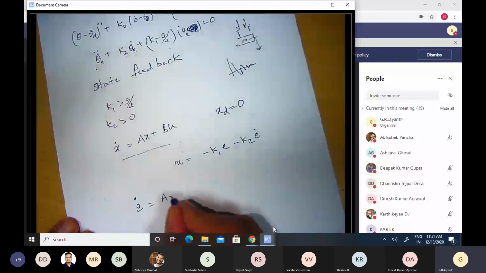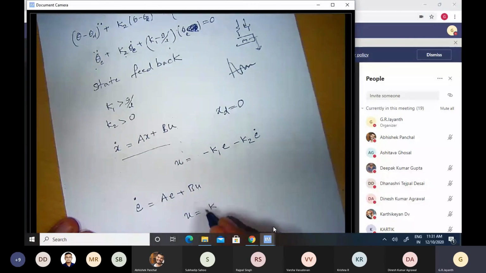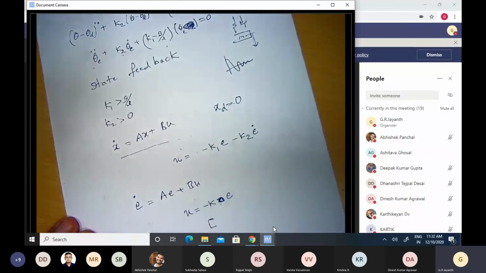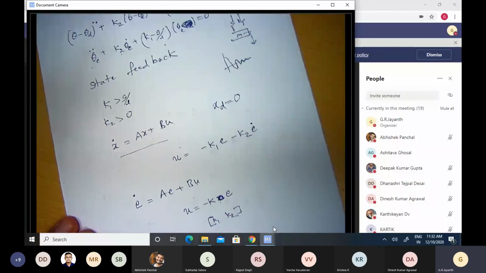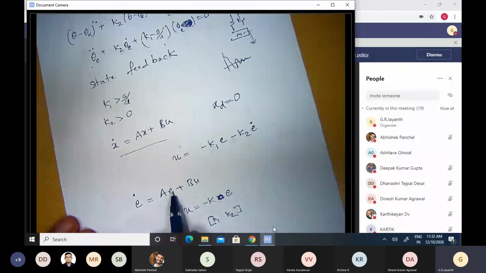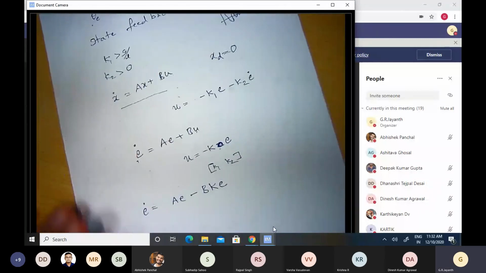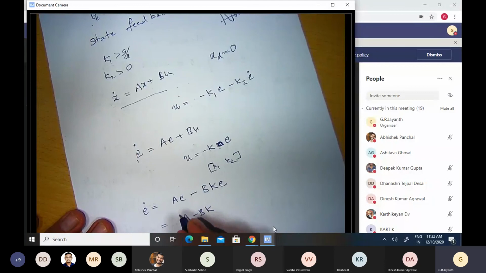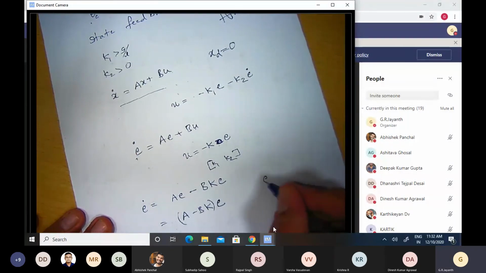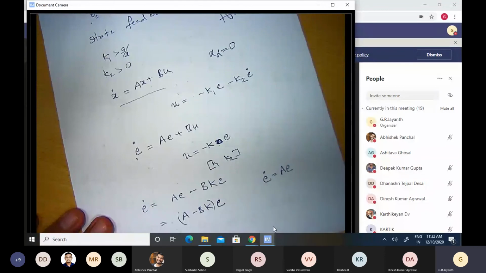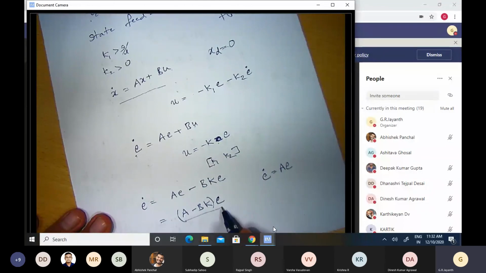So E dot will be of the kind A times E plus B times U, and if I apply U to be of the kind minus K times X or minus K times E, where now K is a row vector comprising K1 and K2, or a lot more terms depending on the dimension of this error vector, then I would have E dot equal to A E minus B K E, or in other words, A minus B K times E. So instead of the dynamics of the error being E dot is equal to A times E, now the dynamics becomes E dot is equal to A minus B K times E.